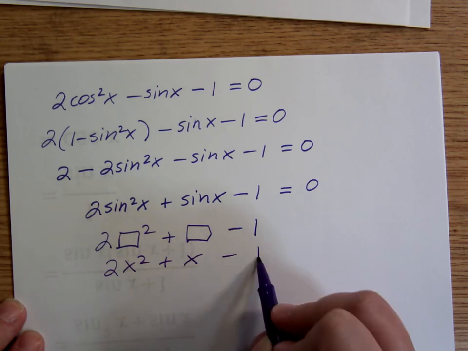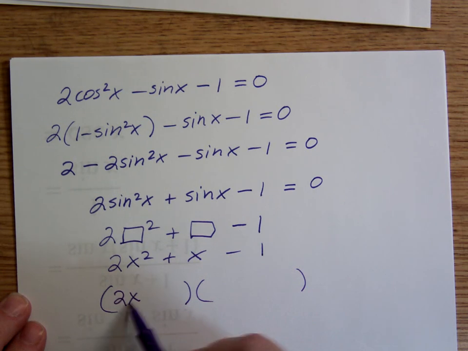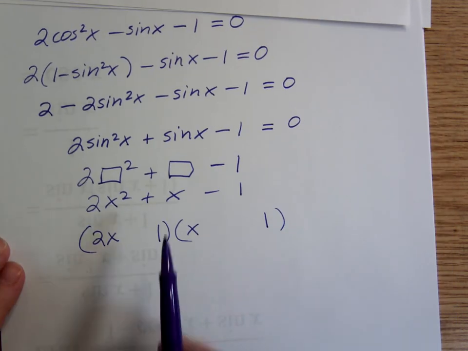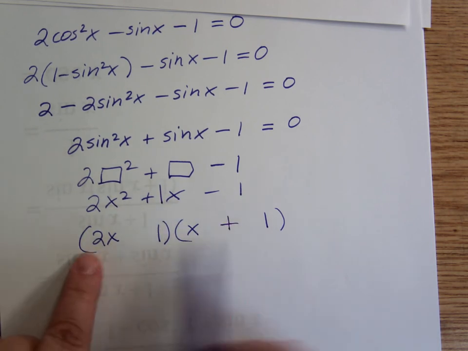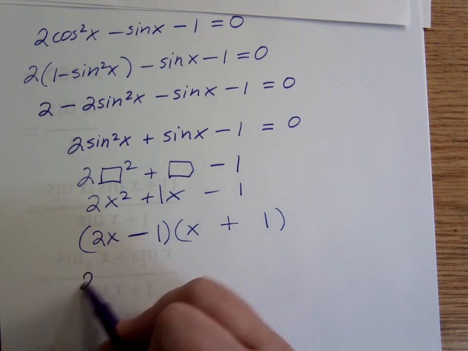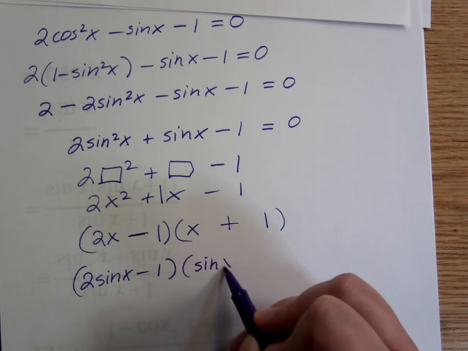So we think about how we would factor this. This would be 2x times x. 1 times 1 makes negative 1, but we have to figure out which one is going to be positive and which one is going to be negative. Since the middle term has to be positive, we want the bigger one to be positive. So plus 1 times 2x. If you want to do it another way, that's fine. You don't have to follow my reasoning. That was just basically thinking through guess and check out loud. And this is what works. So I have 2 sine x minus 1 times sine x plus 1, because it's actually sine x that we're trying to factor.